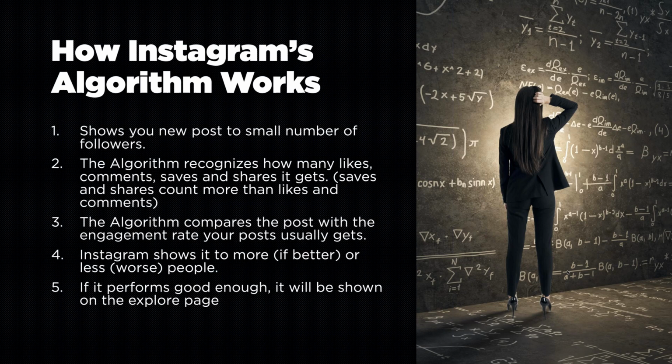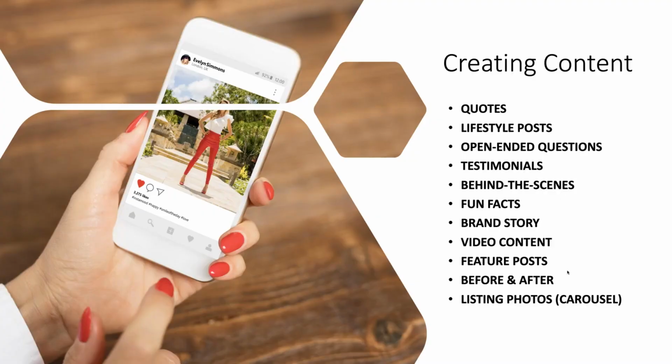So the goal is to not only have great content, high value content, entertaining content, but then also come back and engage those people in a discussion. Instagram shows it to more people if it's better, or less if not. And if it performs good enough, it will be shown on the explore page. And that's the goal we're all trying to get to, that explore page. I've never gotten there before, but I'm not complaining. I don't work it as much as I should, but just know that if you are doing it the right way, you can get there.